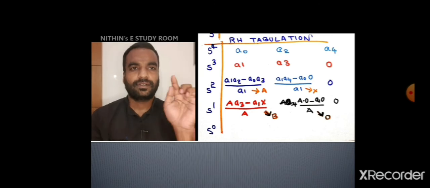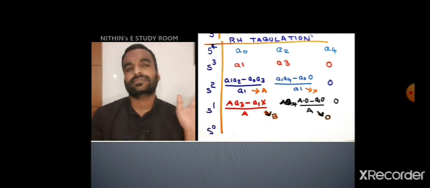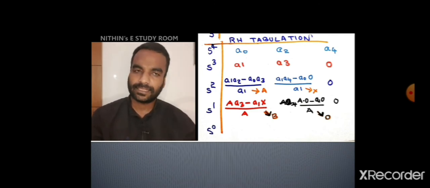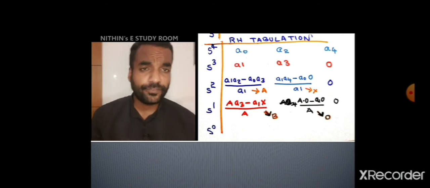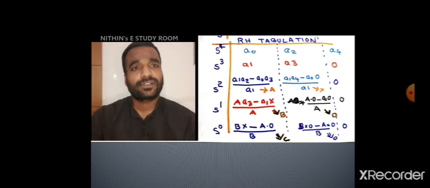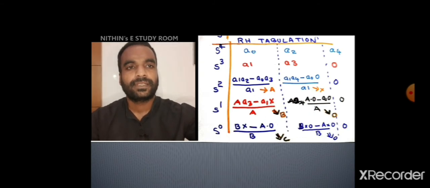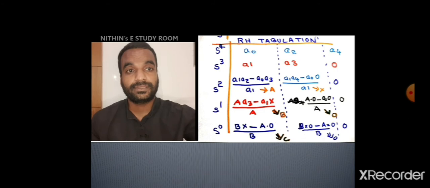Now you have the first row, second row, third row A and X, 0, fourth row B and 0 and 0. Hope things are clear up to this moment. Now we will go to the last row, S0. For getting S0, what do we have to do? We have to multiply B into X minus A into 0, all divided by B. This is the starting point.